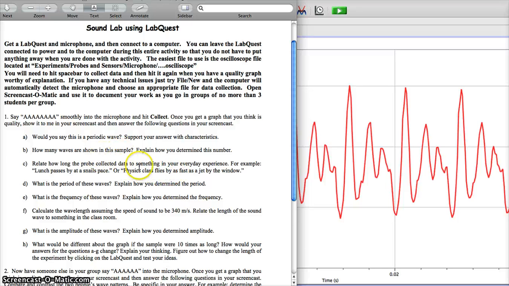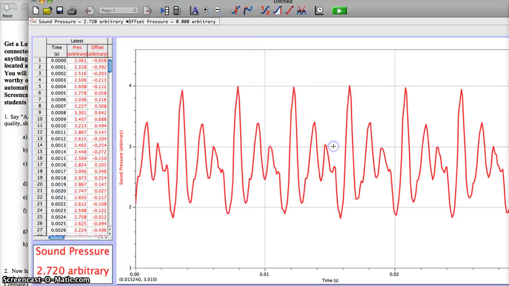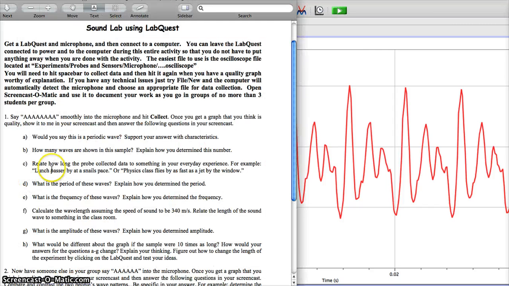How long will the probe collect the data, compared to something in your everyday experience? It's very fast. We do it in less than 0.01 of a second. So we can basically hear anything, especially in the hallways, where everything just goes back and forth, back and forth.